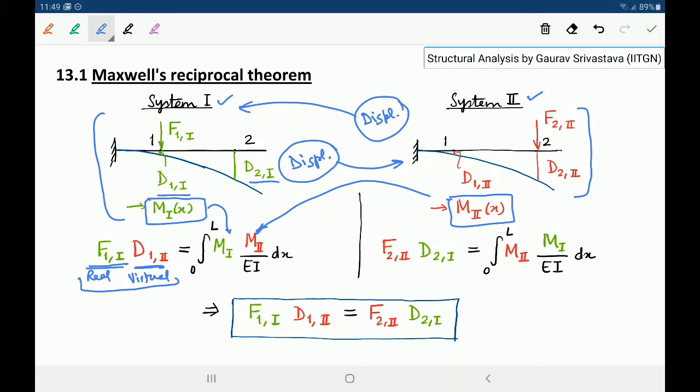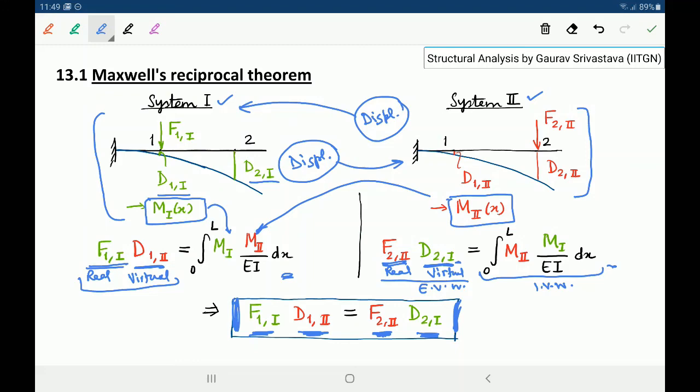In that case we can write the virtual work principle for system 2, where we are saying this force is the real force, and this displacement, which is coming from the first system, is the virtual displacement, right? So this becomes the external virtual work, and on the right hand side we have the internal virtual work. And what we see is that the right hand sides of both of these expressions are the same. So basically that leads us to this very interesting result, that the force of system 1 times the displacement of system 2 at the same point is equal to the force of system 2 times the displacement of system 1 at the same point.